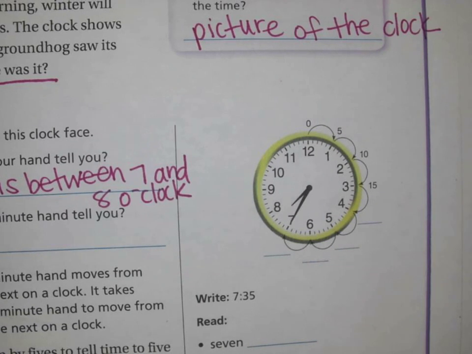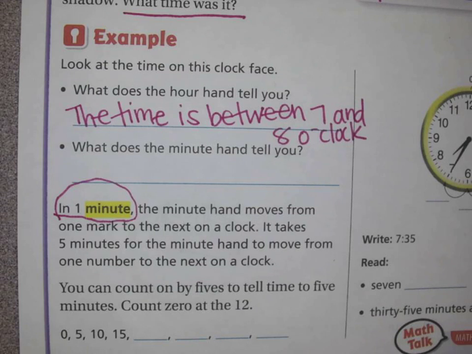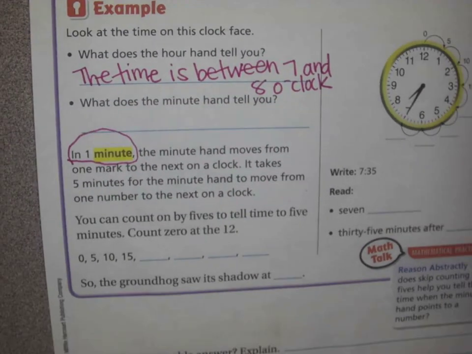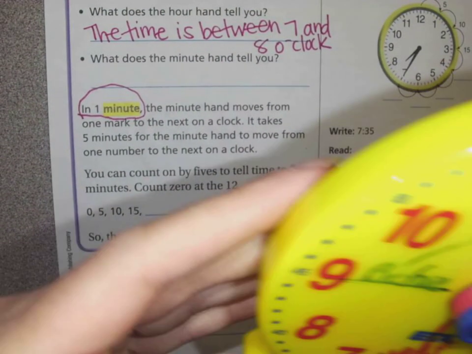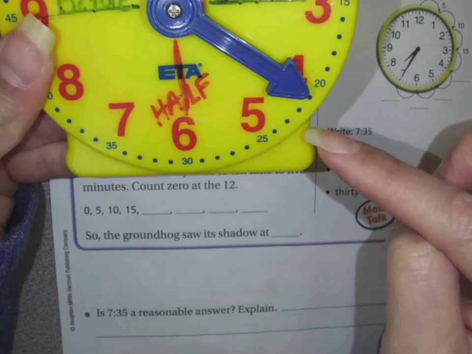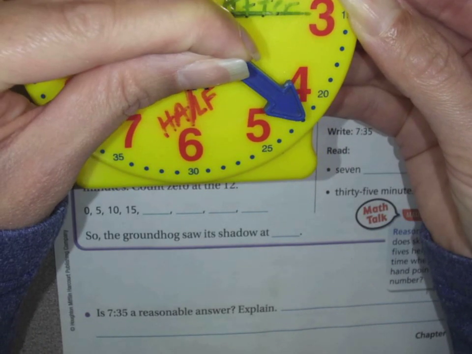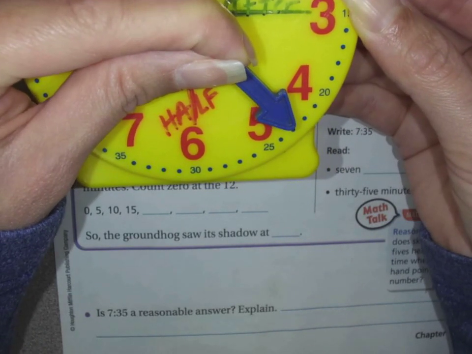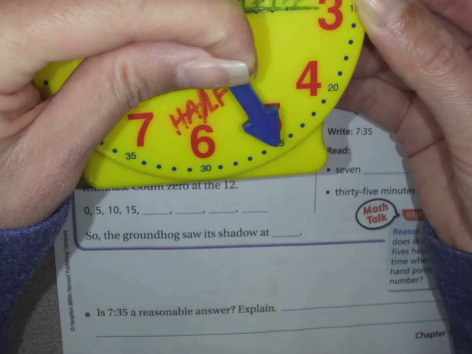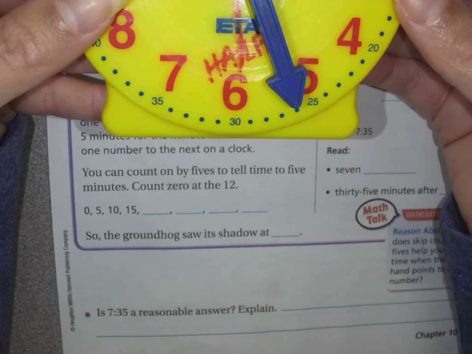Okay? Now, remember, in 1 minute, the minute hand moves from one mark to the next on a clock. Okay? So, bring back my little clock. Here's the minute hand. Look at these little marks in blue. It takes 1 minute for the minute hand to move from one mark, from one point to the next. Okay? 1 minute.